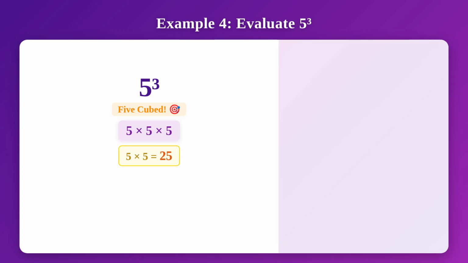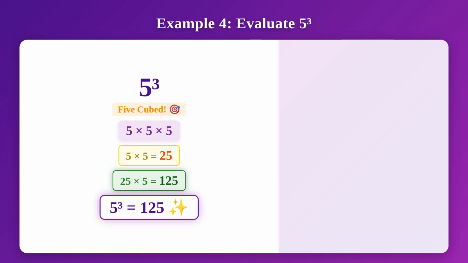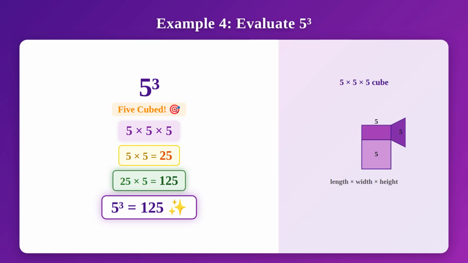5 to the third power. 5 cubed. Base is 5. Exponent is 3. So expand. 5 times 5 times 5. 3 5s. Now multiply. 5 times 5 is 25. Then 25 times 5 is 125. So 5 cubed equals 125.